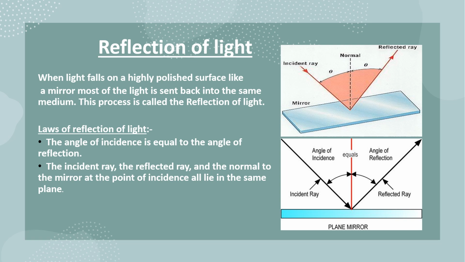Next, we are going to see the reflection of light. When light falls on a highly polished surface like a mirror, most of the light is sent back to the same medium. This process is called the reflection of light. Laws of reflection of light: the angle of incidence is equal to the angle of reflection. Next, the incident ray, the normal ray and the reflected ray all lie in the same plane.